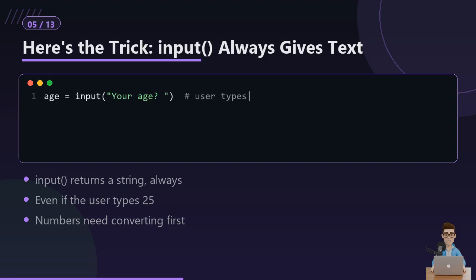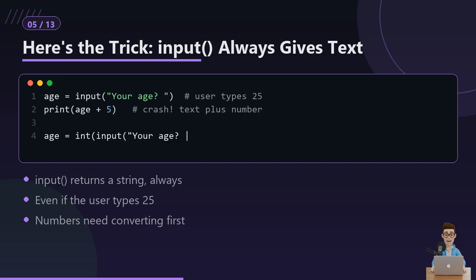Here's the trick that trips up every beginner. Input always hands you text, even when the user types a number. So if they type 25, you get the characters 2 and 5, not the number. Try to add 5 to that, and Python crashes. Wrap it in the int function to convert text into a real number first. In short, input gives you a string, and you must convert it before doing math.